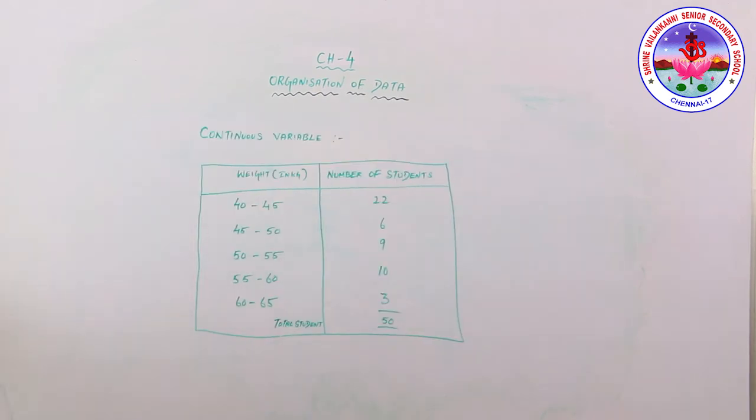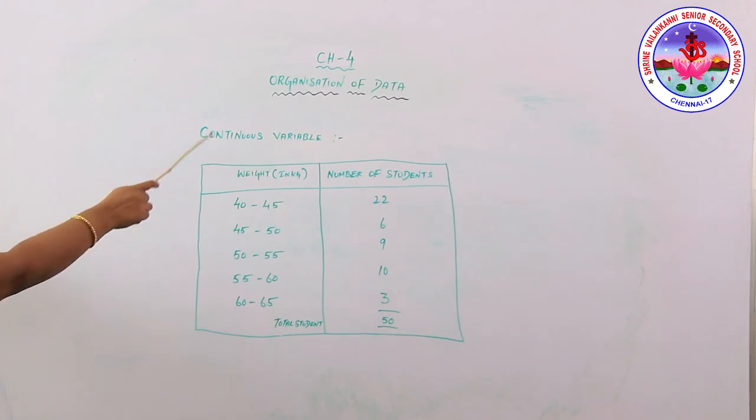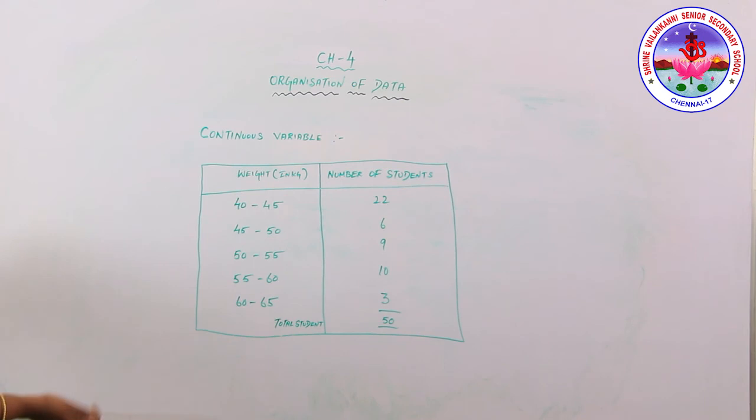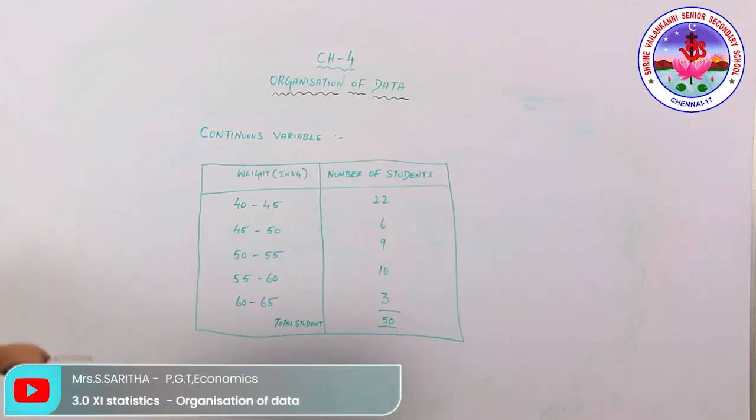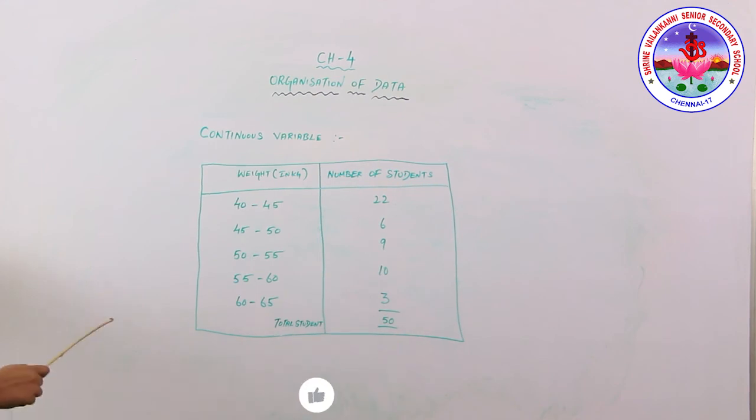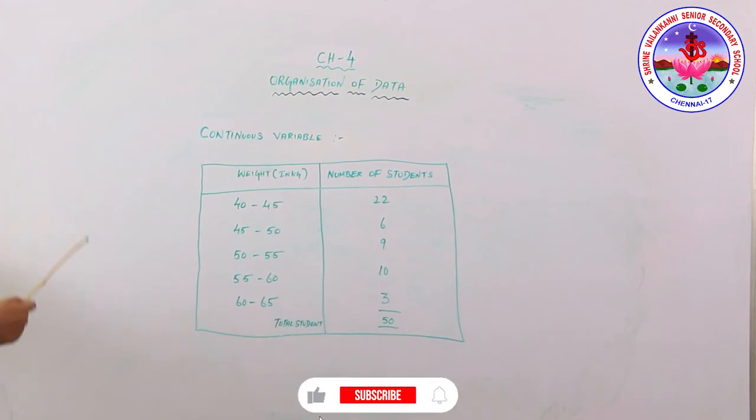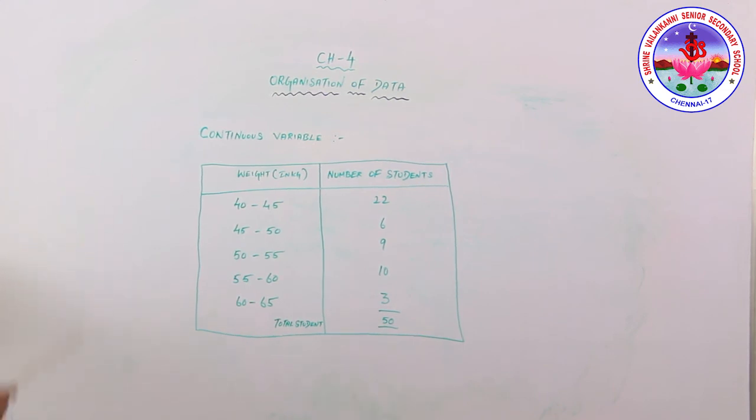Let's move to the next one, continuous variable. Those variables which can take all the possible values, like integral as well as fractional, within a given specific range, are termed continuous variables. In this, the height or weight of an individual can be of any value within the limits. And apart from that, in this the data is obtained by measurement.